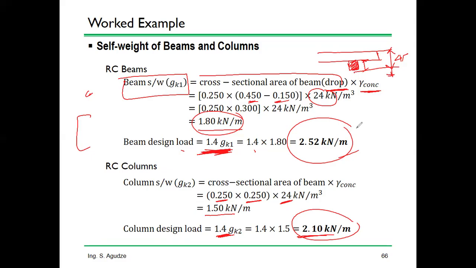Hello, sir. Yes. Yes, please. Sometimes when calculating the design load, in some book they multiply the load with this thing, the acceleration due to gravity. That one, if you have been given in density, this one is kilonewton per meter cube. So this is unit weight, not density. Okay.